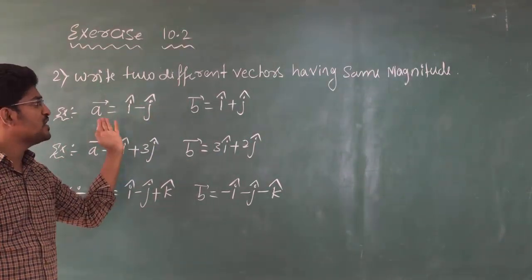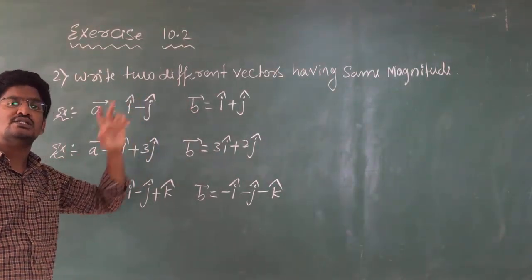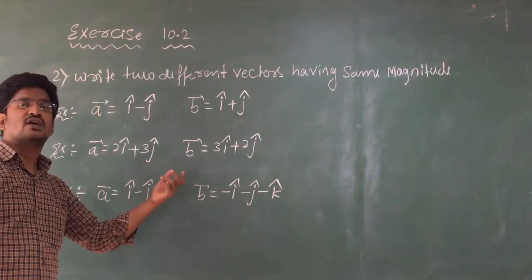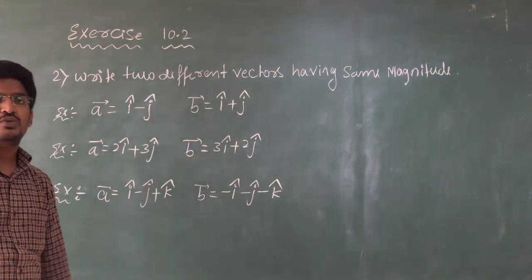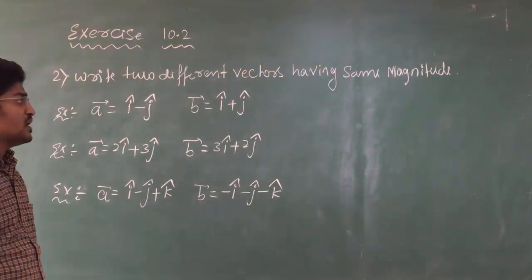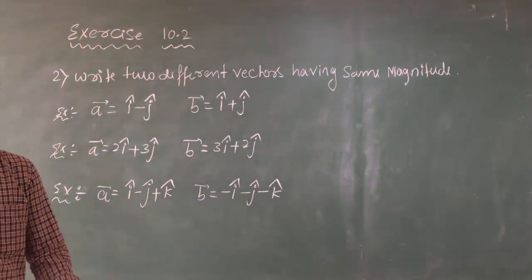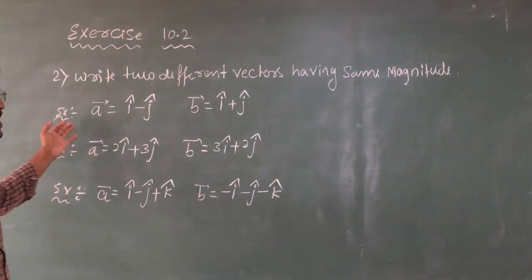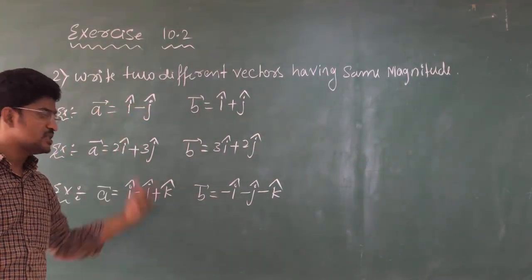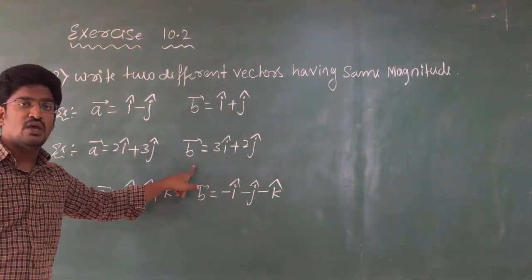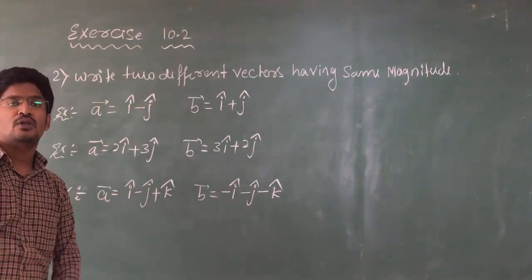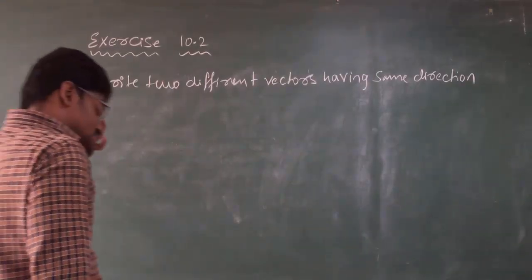A and B are different vectors, but they are having the same magnitude. Like this you can write so many examples. But they are asking only two. You can write any of these two. No problem. Clear? Okay students.